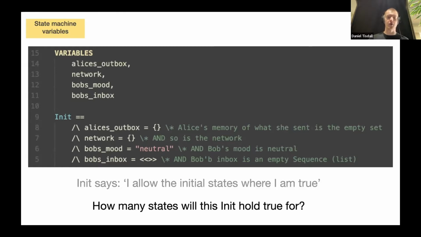So this will hold true in exactly one state, but in general, operators don't have to hold true for one state. They can hold true in many states. And in that case, the model checker will branch and explore multiple states. That's kind of the power of using the model checker.